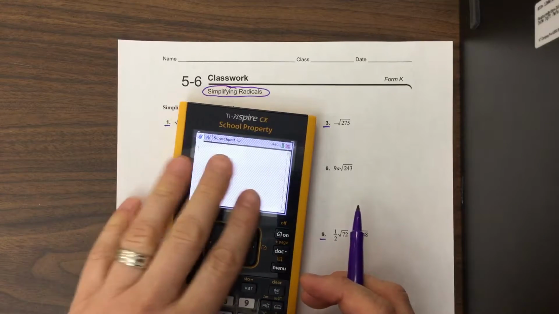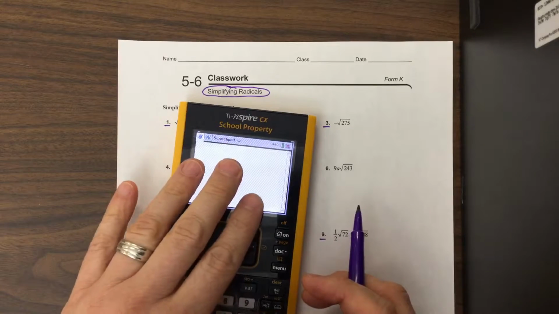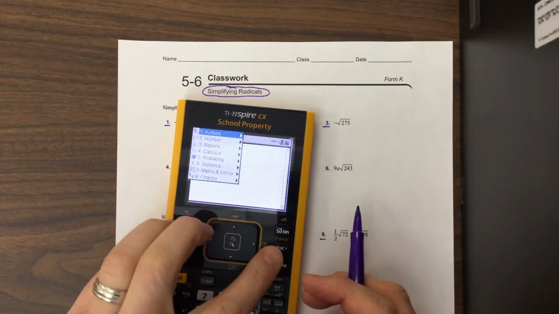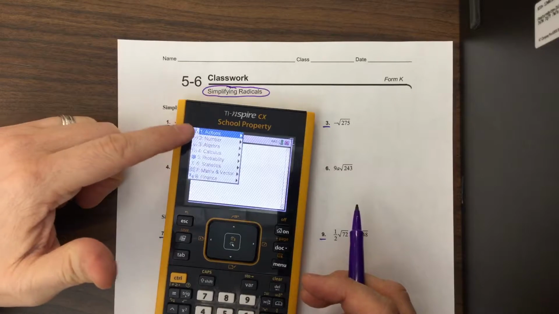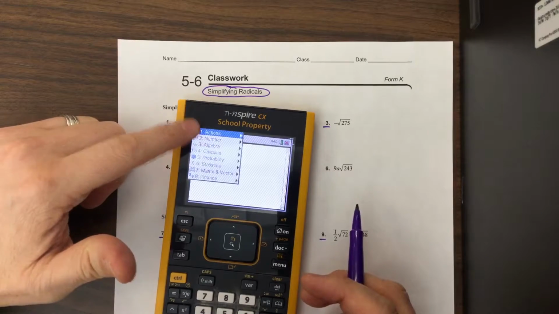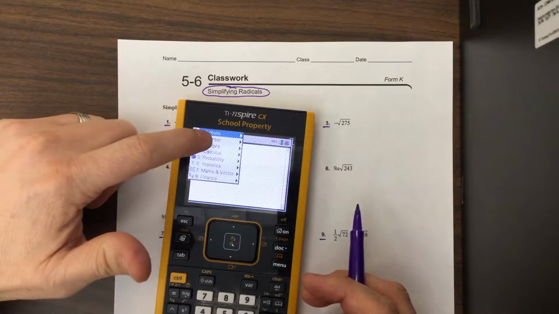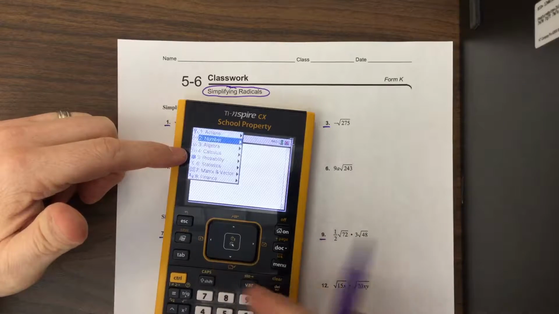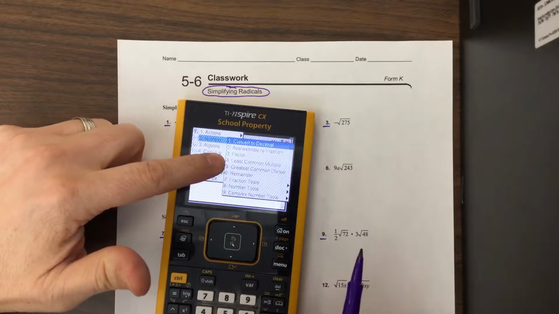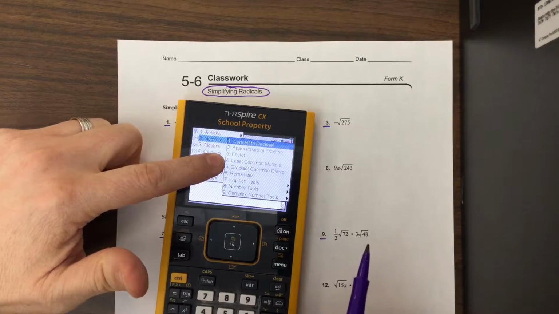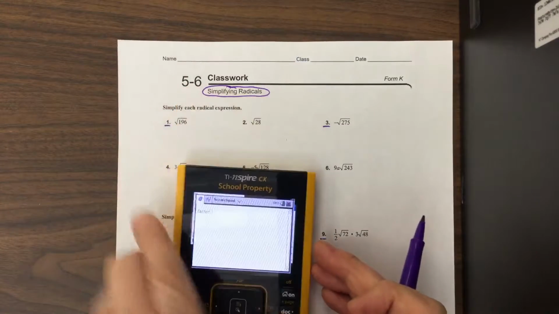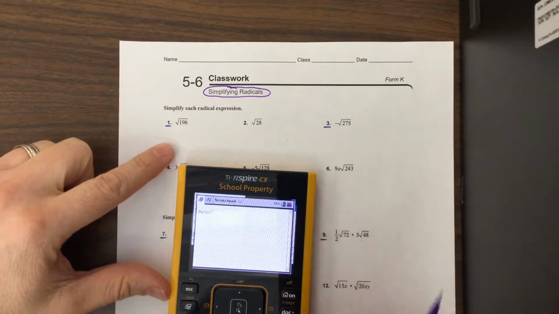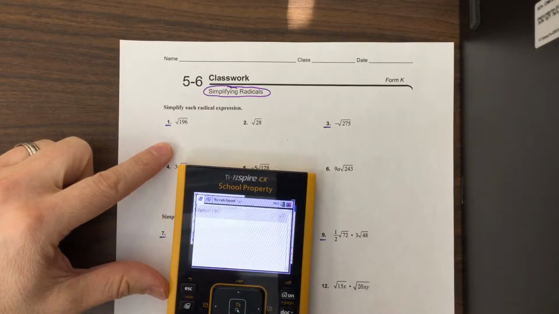So what you do from the main calculate screen, you want to go to menu and you want to go to number. So menu 2 on most of your calculators, but if the number's not 2, you look for the word number here. So go to number and then go to factor right there. Most calculators it's going to be menu 2, 3. So go to that, and I want to factor 196. So I can put 196 right in there.